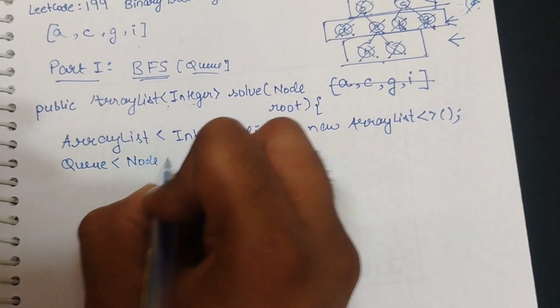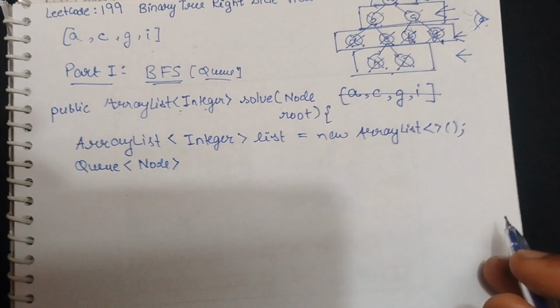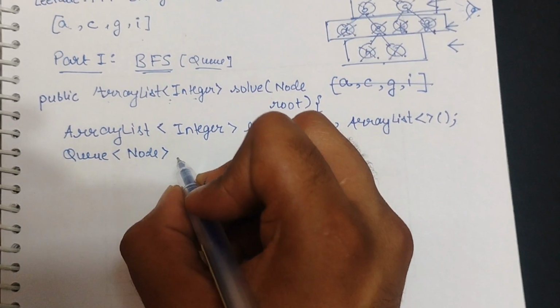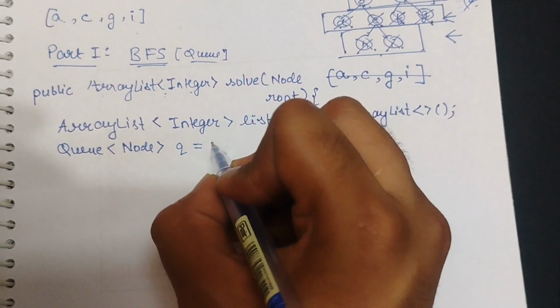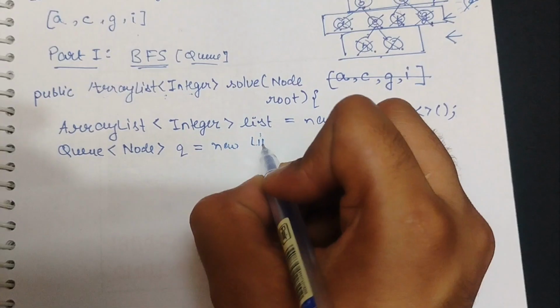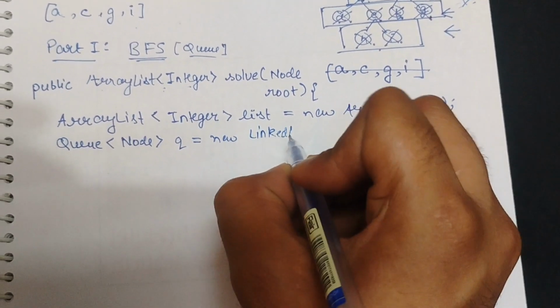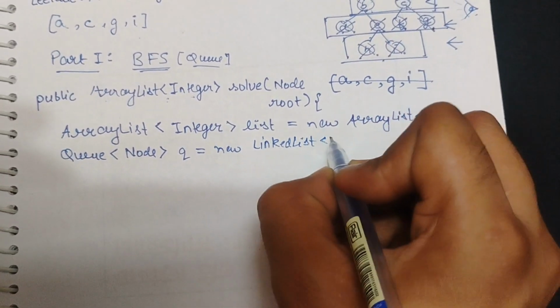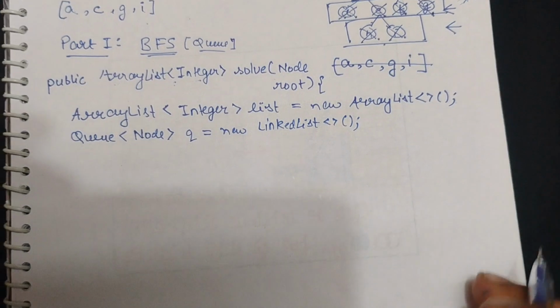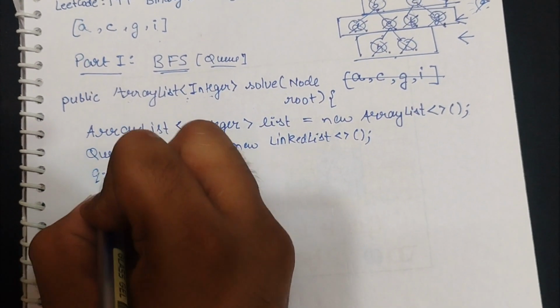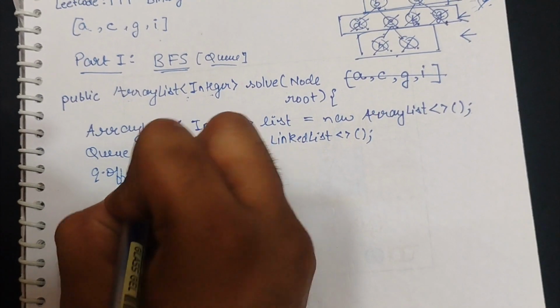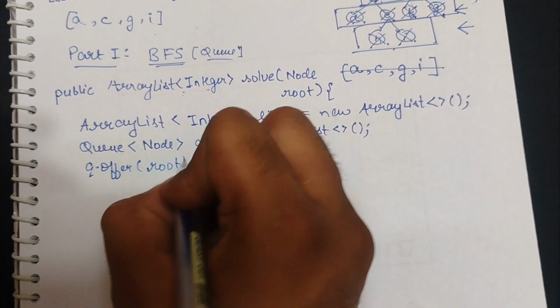Queue of what? Queue of node type. Now do what? Name it like an object, a queue, new linked list. This is how we make a queue in Java. Okay, we have created an array list and a queue. Now I'll initialize it by storing the node by root in this queue.